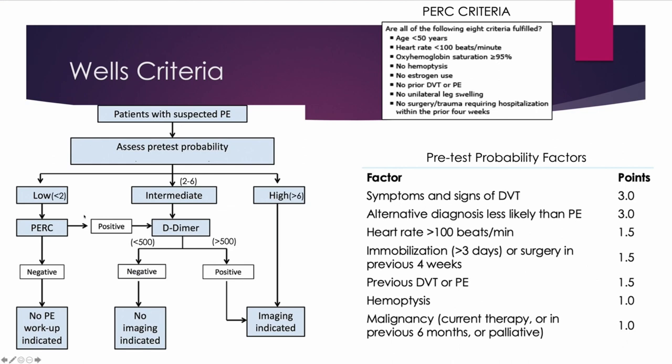Now, if any of these are positive, even just one, then we cannot rule them out with PERC criteria, and we have to do the D-dimer, okay?